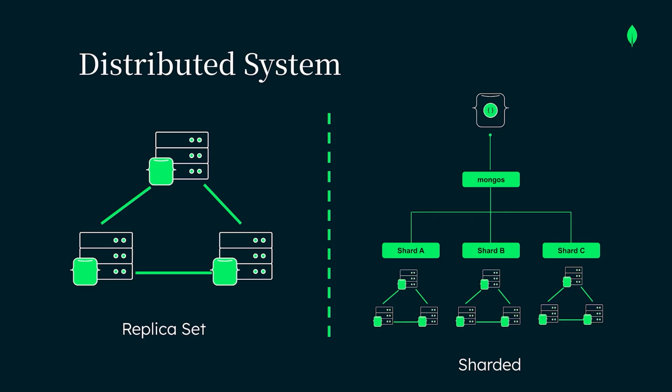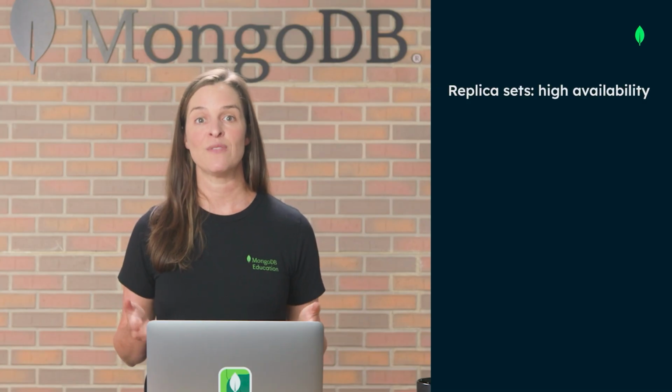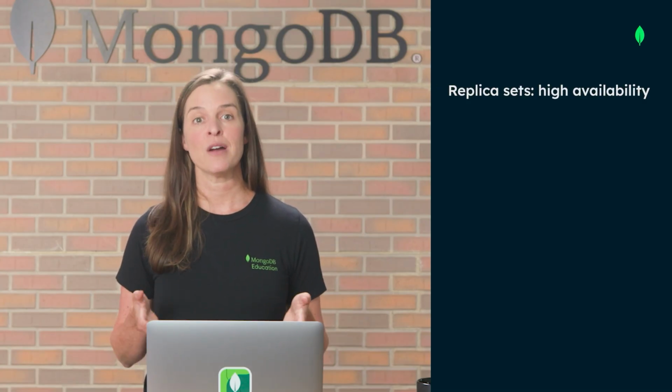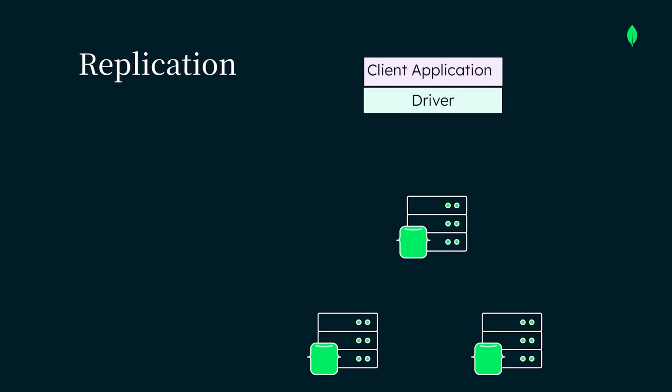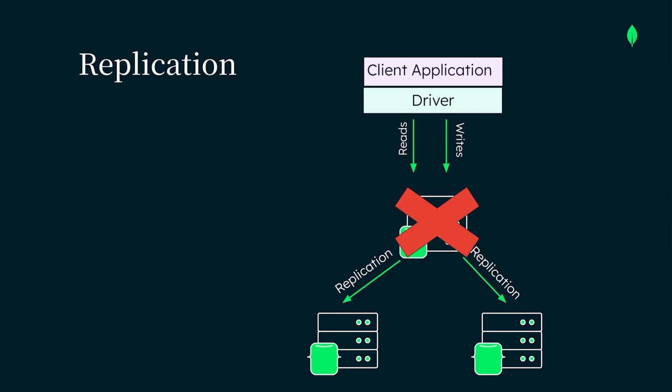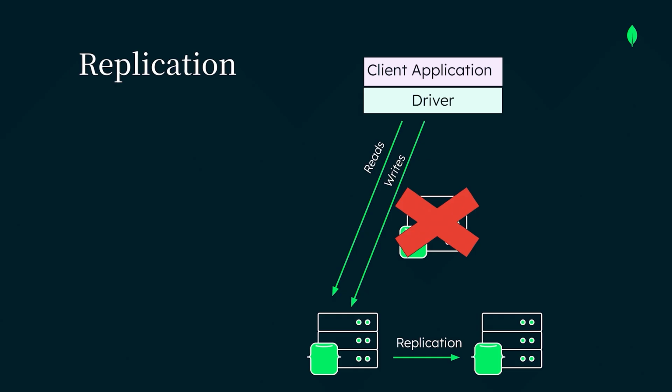Let's talk about both. Replica sets help MongoDB achieve high availability through a process called replication. Replication is the process of storing multiple copies of data and keeping them synchronized across multiple nodes to provide redundancy. Because the same data is stored on multiple nodes, the database will continue to run as expected, even if one of the nodes experiences a failure and goes offline. This process makes data highly available.